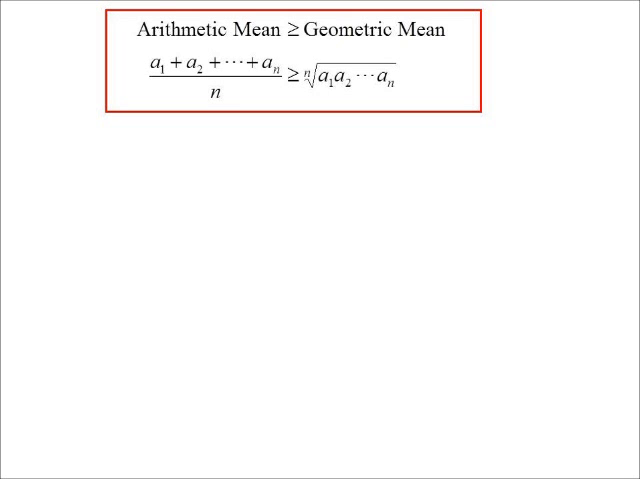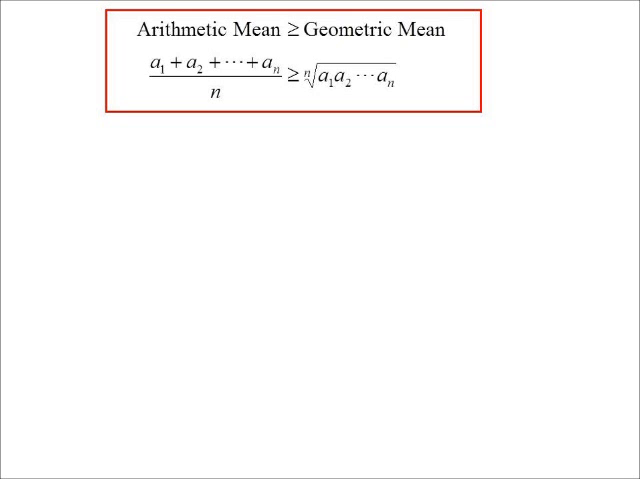But we often talk about it in n dimensions, and we still call it arithmetic mean and geometric mean. So if you've got n numbers and you add them together and divide by n, traditionally I guess what we call the average, that will always be greater than or equal to when you multiply all those numbers together and find the nth root.